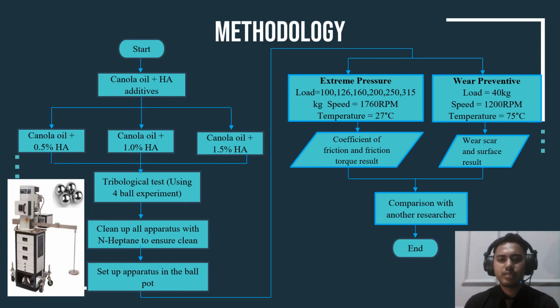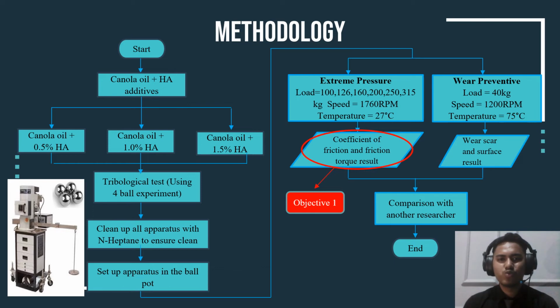First, the extreme pressure condition, which is load from 100 until 315 kilograms, speed 1760 RPM, while the temperature is 27 degrees. The load is increased until the weld occurs, in a series of 10 seconds. After that, we will get the result for objective number 1, which is coefficient of friction and friction torque.